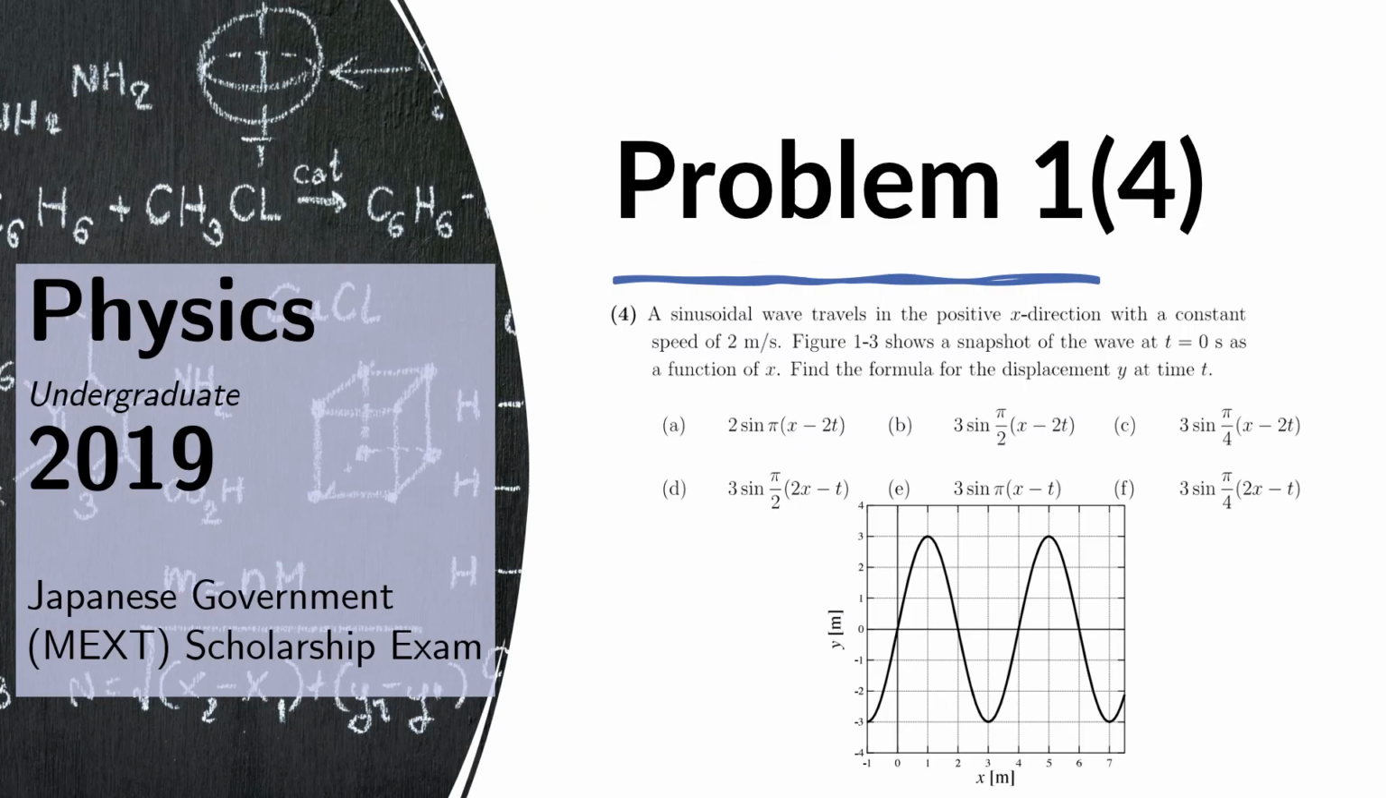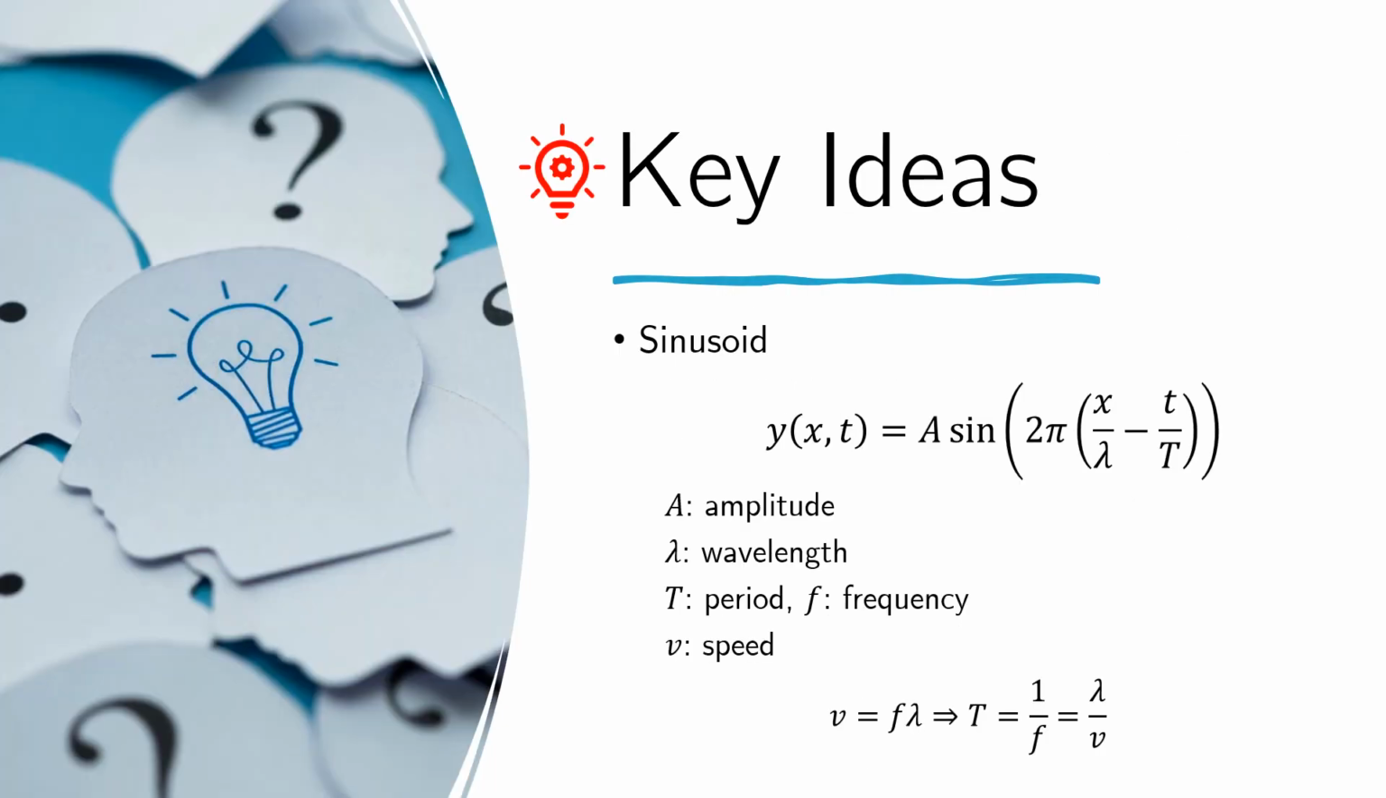Problem 1-4. A sinusoidal wave travels in the positive x direction with a constant speed of 2 meters per second. Figure 1-3 shows a snapshot of the wave at t equals 0 seconds as a function of x. Find the formula of the displacement y at time t. For this problem, we need to recall how to describe a sinusoid using the sine function. In general, this is the form of the sinusoid.